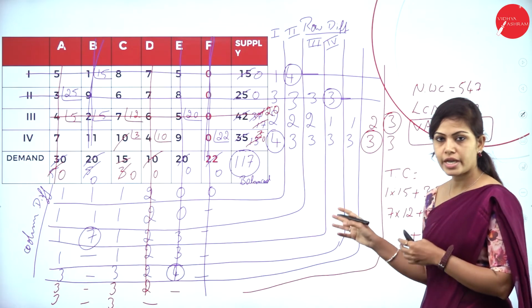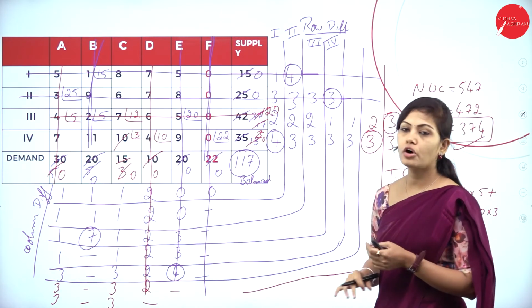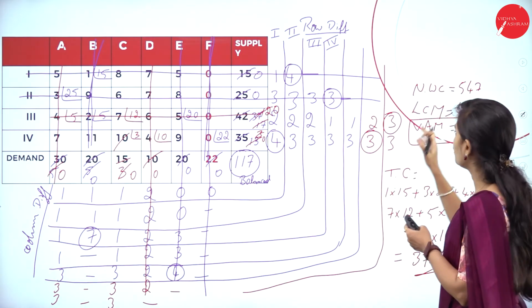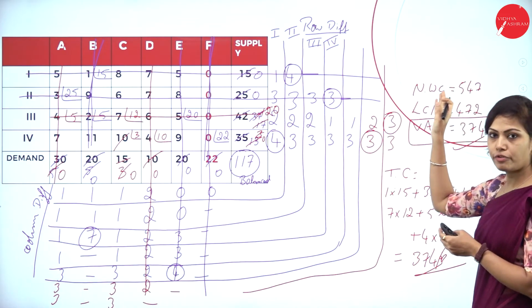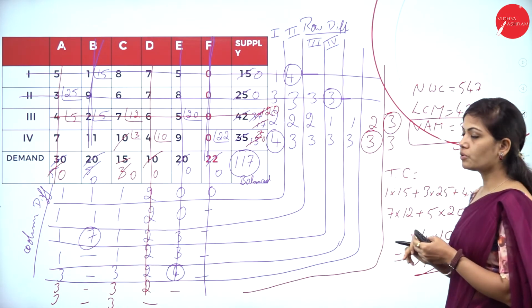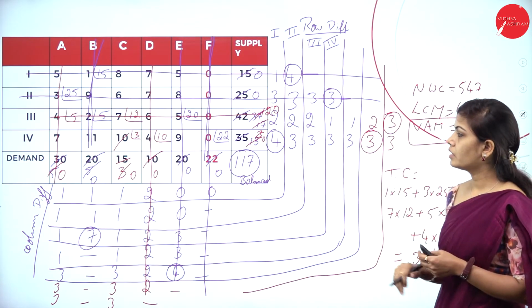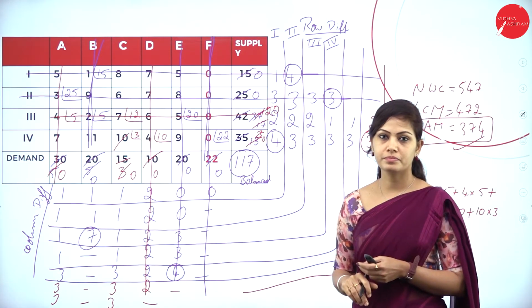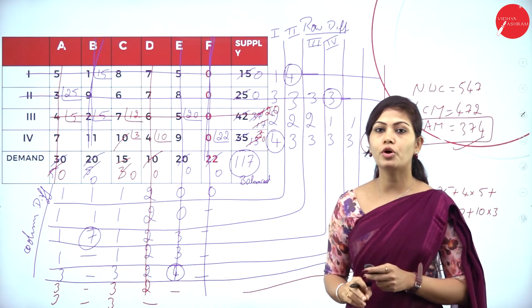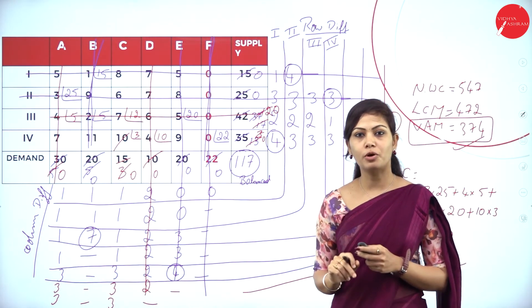You can try this problem for northwest corner and least cost method also. In northwest corner you will get 547, in least cost you will get 472. Please try out this problem so you can understand the concept very well. So this is about your Vogel's approximation method unbalanced problem.